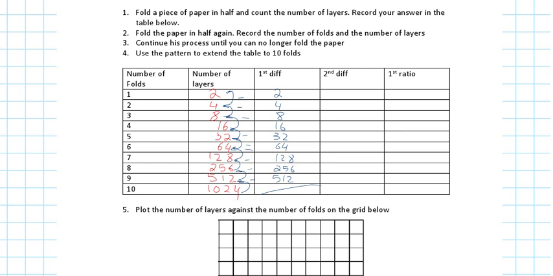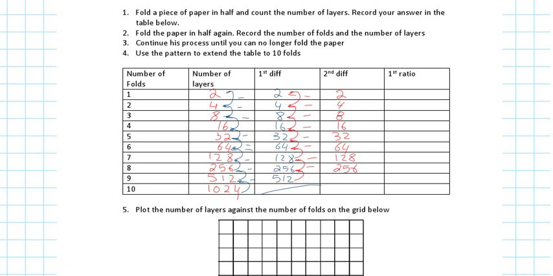So let's do the second difference. I'm going to do 4 take away 2. 8 take away 4. 16 take away 8. 32 take away 16. 64 take away 32. 128 take away 64. 256 take away 128. And then 512 take away 256. Is my second difference constant? No, it's not. That means it's not quadratic.